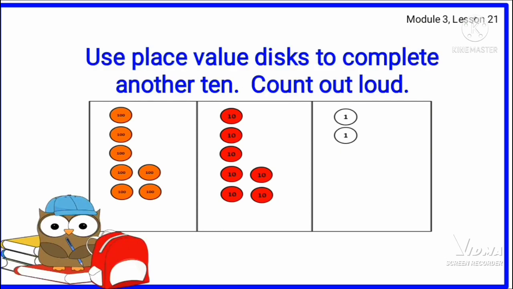Now use the place value chart to count out loud to complete another 10. Alright, so we have 773, 774, 775, 776, 777, 778, 779, 780. Let's keep counting the normal way.